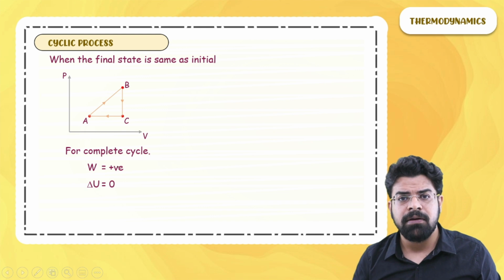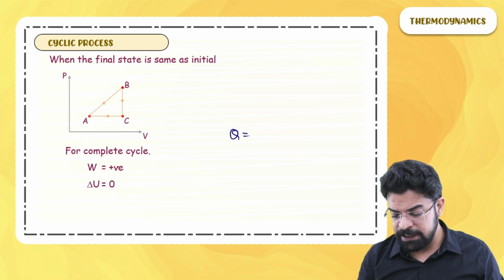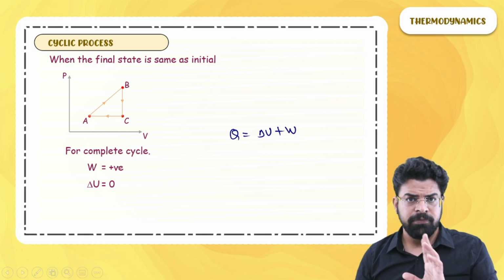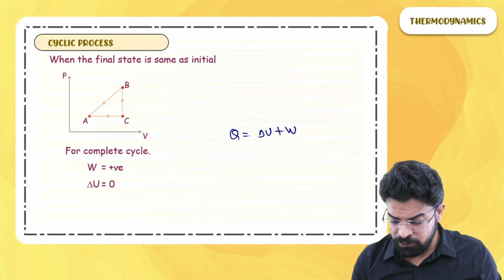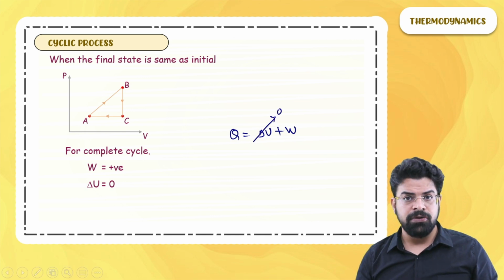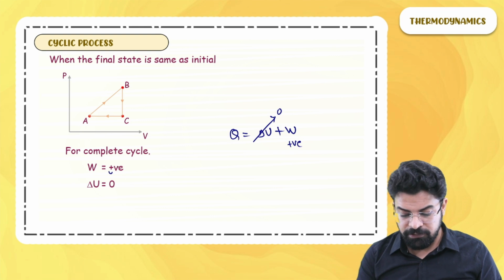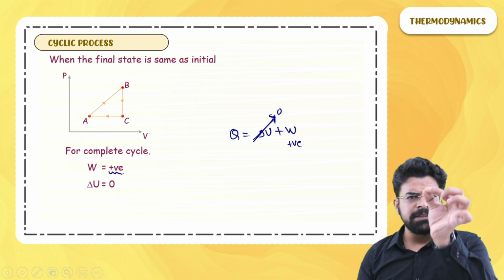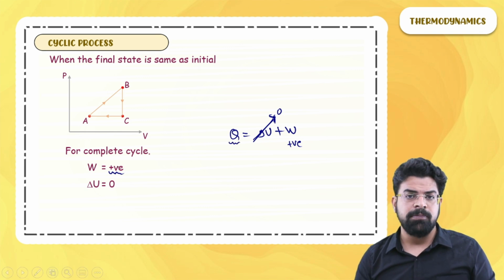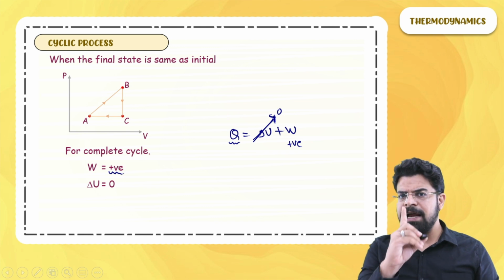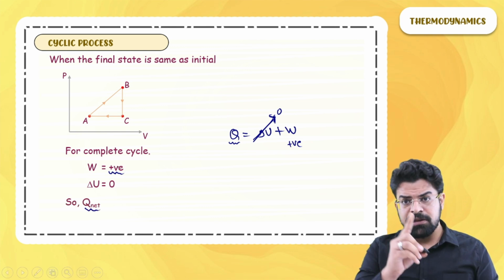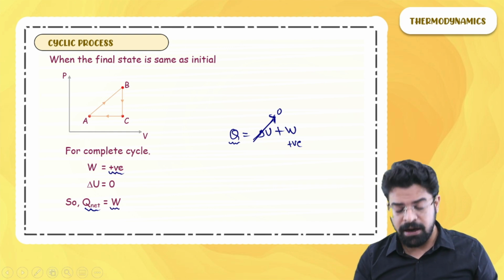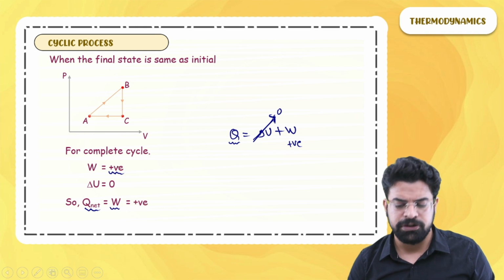Now what can you say for the heat given? From the first law, we know that heat given equals the change in internal energy plus the work done. For this particular cycle, we have found that the change in internal energy is 0 and the work done is positive. So for the entire cycle, the heat given also has to be positive. Remember that the net heat given in the entire cycle equals the net work done by the gas in the entire cycle, and for this particular case that will be positive.